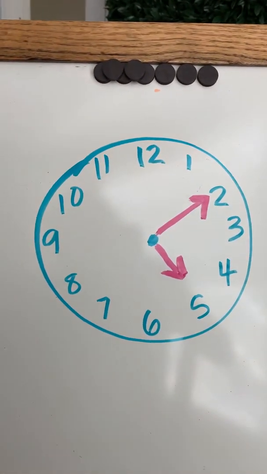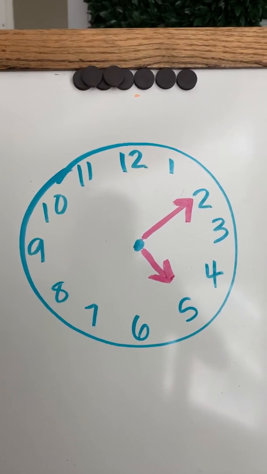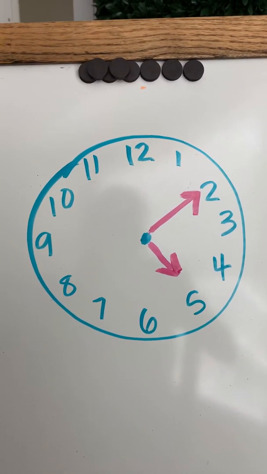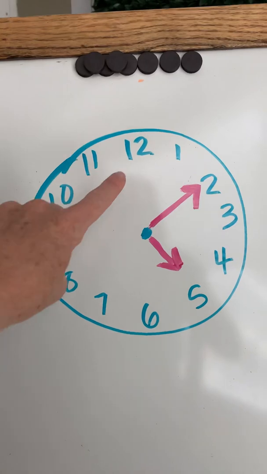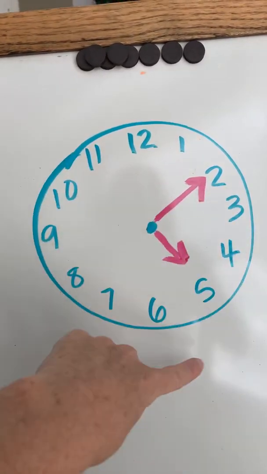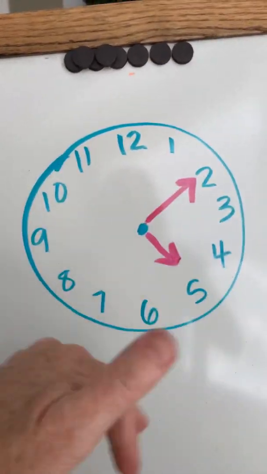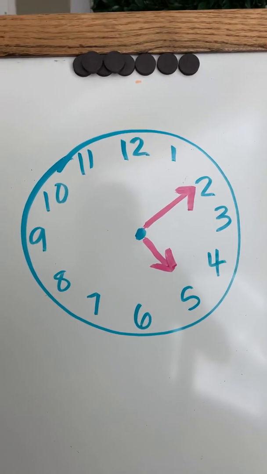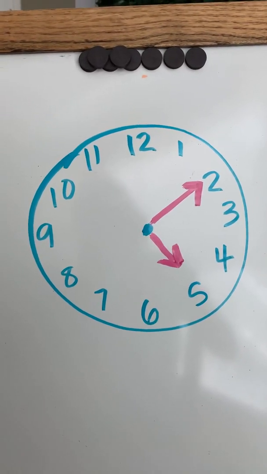Now, how could I describe the time? I could say that the time is between 5 o'clock and 5:30. Our clock is somewhere between 5 and 5:30, and that would be accurate. That would be correct, okay?